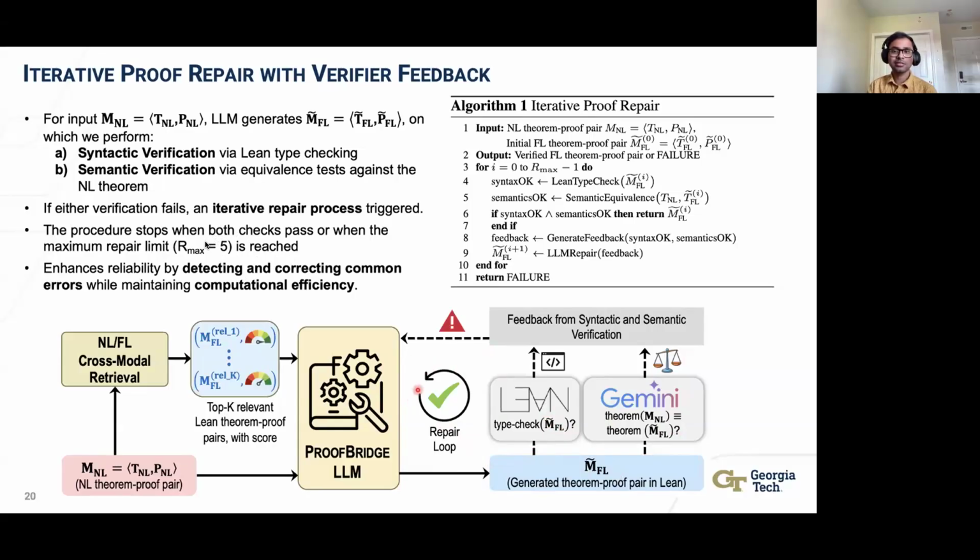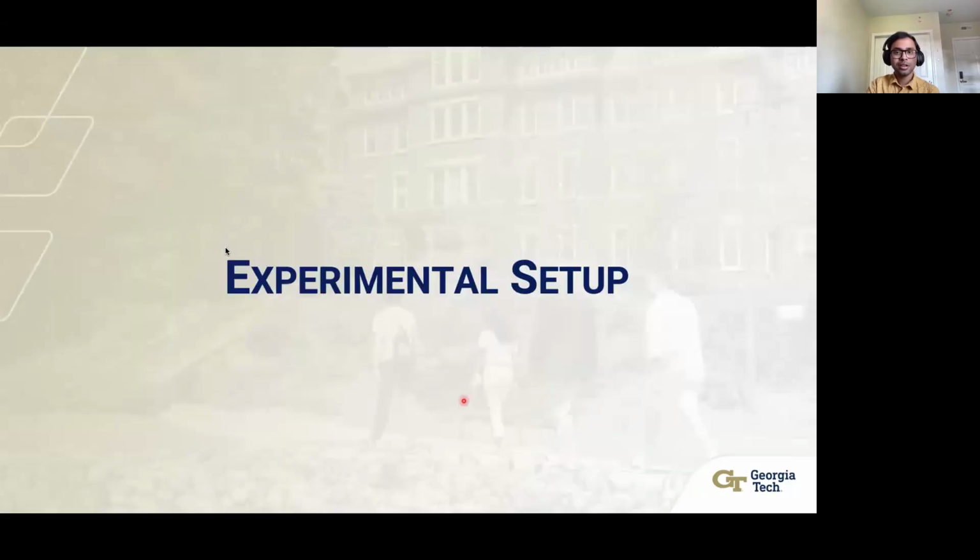In our case, we are using 5 iterations at the max, or it stops early if both checks pass. Essentially, it allows the model to refine the output until we have a fully type correct and semantically aligned formal proof, or declare failure and give the best guess if it cannot converge within the allowed iterations.